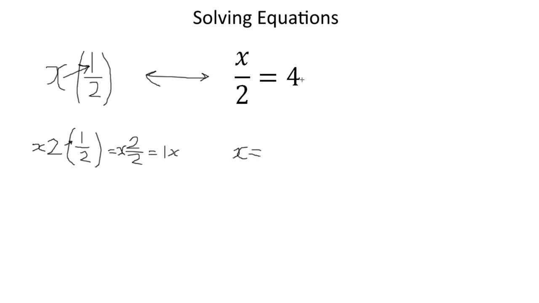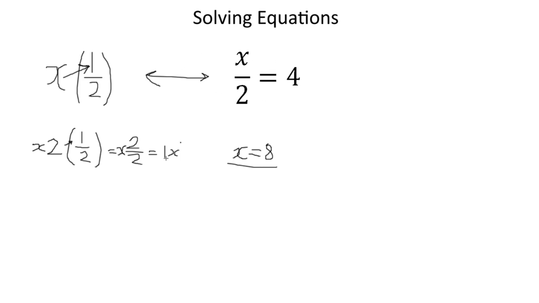And now we're going to have 4 times 2. Because remember, you're multiplying by 2 on both ends. So now we're going to get 8 on the right hand side. And that is the solution. X is equal to 8. And you can double check this by the way, by putting 8 back in. So 8 divided by 2 is most definitely 4.